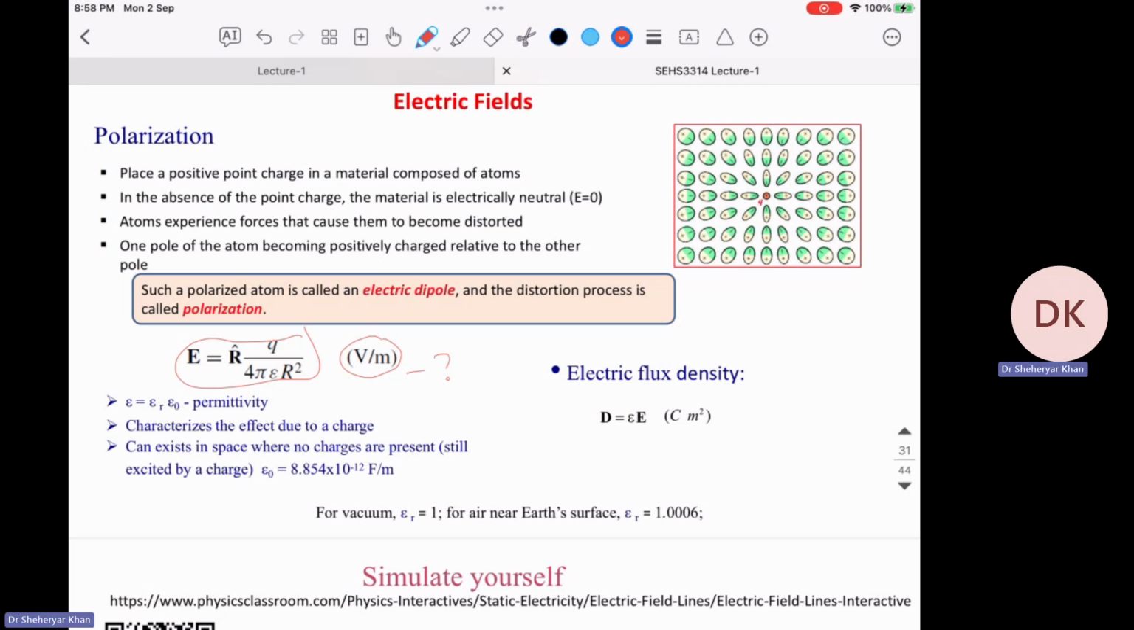You decrease the distance, so the volt per meter is small. And then it can produce the spark. I put an exam question on this: how much voltage you need to produce this kind of electric field, and tell me the distance. So, volt per meter.